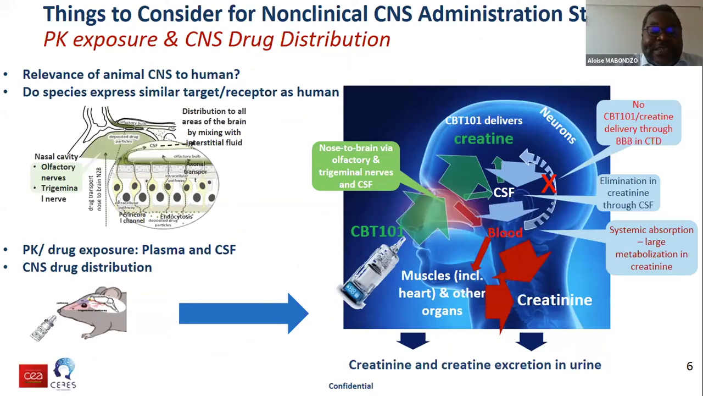For translational perspective, to move from mouse to human patients, some things are to consider for non-clinical CNS administration studies. First of all, the relevance of the animal CNS to human, and do species express similar target and receptor as human? As you probably know, the nasal cavity of the mouse is quite different from the nasal cavity of human. The second thing is the pharmacokinetic drug exposure in plasma and cerebrospinal fluid. And last but not least, the CNS drug distribution.